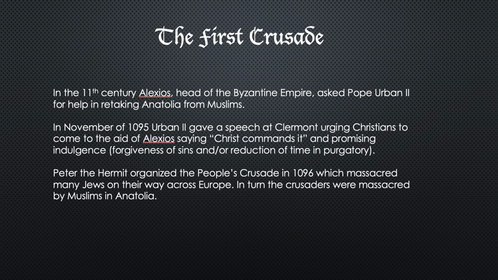So Peter the Hermit organized the People's Crusade in 1096, and that was the one that massacred many Jews. And you read a first-hand account of that in a city in Germany. It massacred many Jews on their way across Europe. So you can see by this time in history that just noticing that people are different, or being aware of their difference, has taken a deadly turn, and many people are being killed.